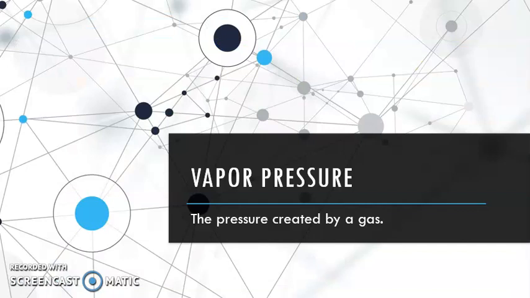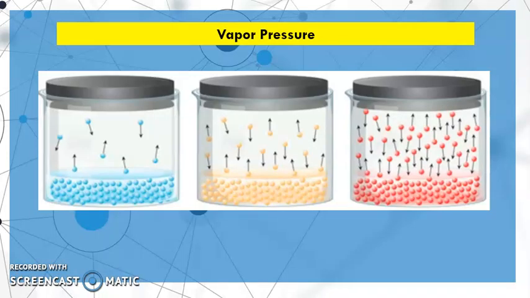Yet one more intermolecular force to consider is vapor pressure. Now, this is the pressure created by a gas. And to create pressure, you need to have a particle crash into the wall of a container. So here are 3 containers. We can see that in the blue container, there are very few gas particles, and in the red container, there are quite a few gas particles. Now, why might this be?